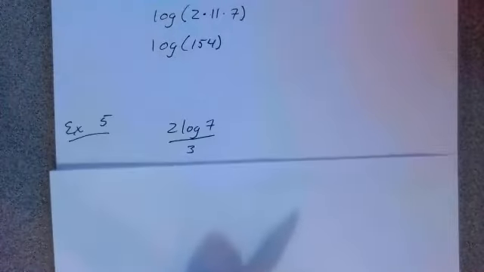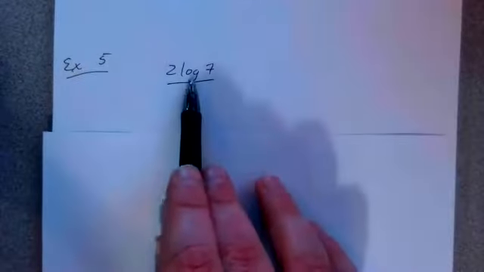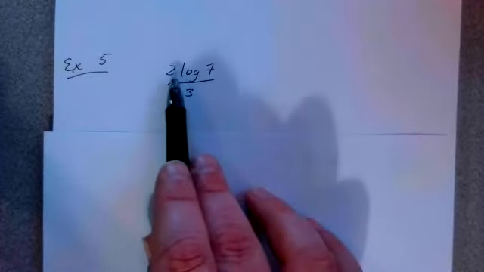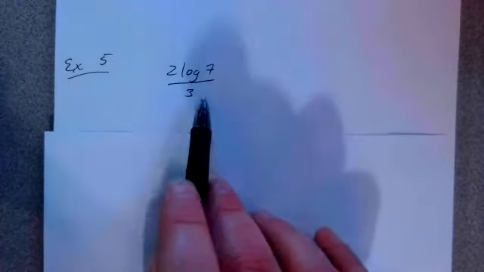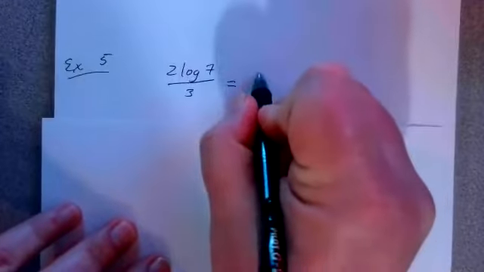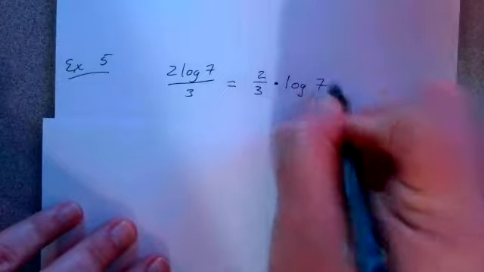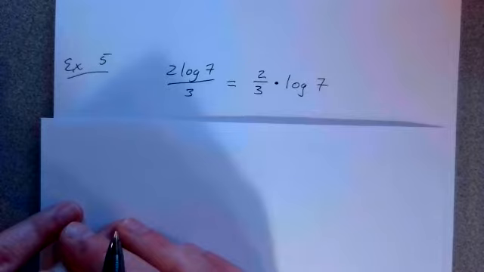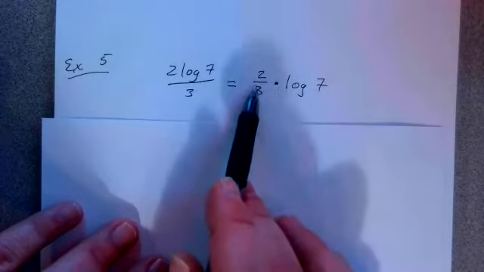Now, what happens if I have, hang on now. This one's a little bit different. The 3 is not part of the argument. The argument is just the 7. What this is saying is 2 times log of 7 all divided by 3. I could rewrite this as 2/3 times the log of 7. Right? Anytime you have fractions like that, whenever you divide here, it's the same as multiplying by a fraction. So the 2 and the 3, I'm going to pull that out front.